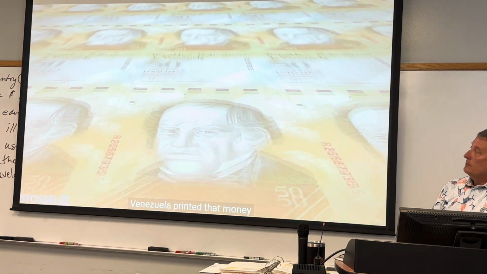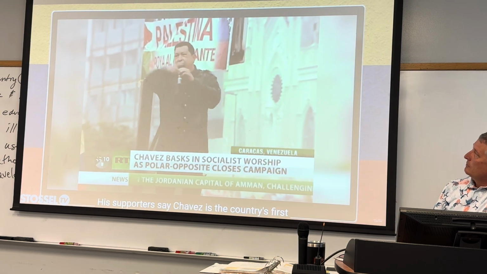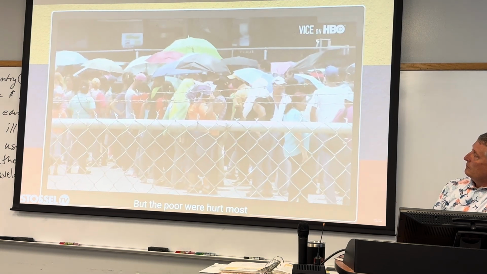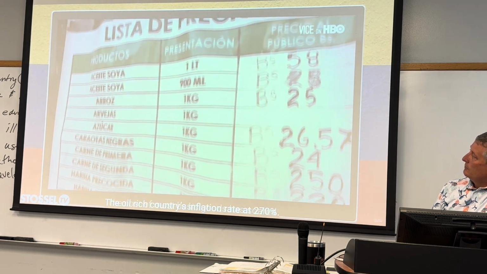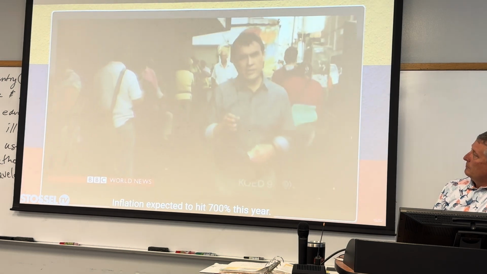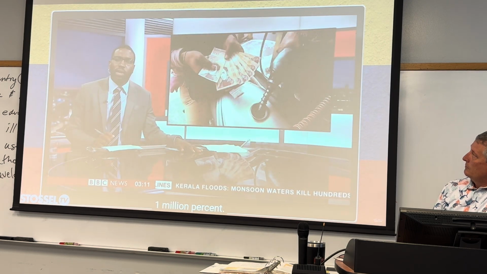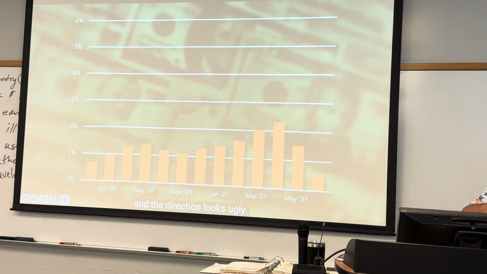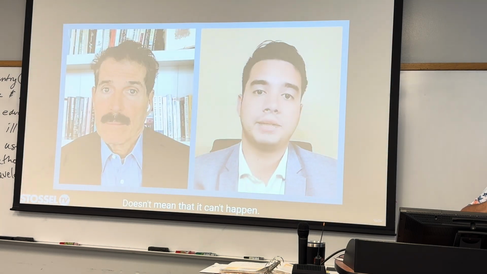Venezuela printed that money and spent it on programs they said would help the poor. His supporters say that Chavez is the country's first president to genuinely care about the lower class. But the poor were the people hurt most by the inflation that followed. Cost of most basic goods has soared. The oil-rich country's inflation rate at 270%. Inflation expected to hit 700% this year. 400,000%. 1,000,000%. Inflation's up in the United States too, and the direction looks ugly. But inflation here hasn't exploded the way it did in Venezuela. It doesn't mean that it can't happen.